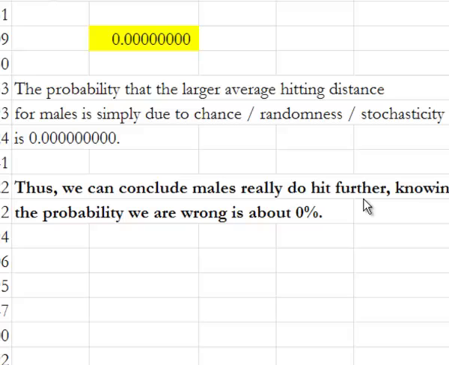It wasn't just because of chance. Males do hit further. We conclude that, we're willing to say that because we know that the probability that we're wrong and that it was really due to chance is about 0%. I'm willing to take that chance of being wrong. You probably are too, so we say males hit further. Hope that helps.